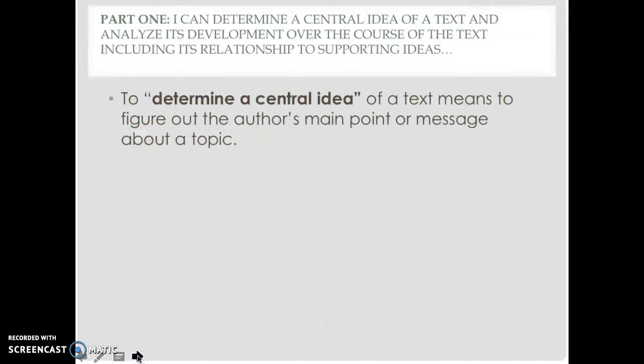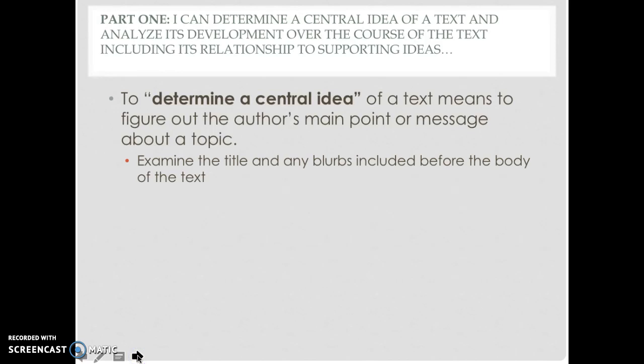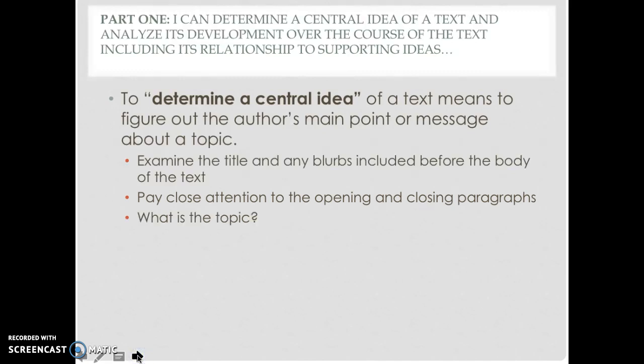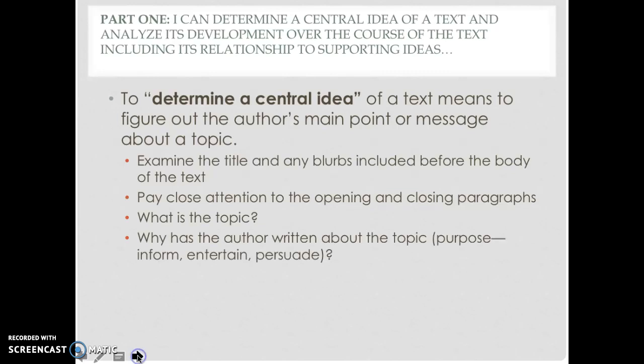All right, so determining a central idea of a text means to figure out the author's main point. That means that you can look at the title, any blurbs included before the title. You're going to pay close attention to the opening and closing paragraphs. Think about what's the topic of this whole text. And when I say text, I'm either talking about a book or an article. This week you're going to be working with an article.